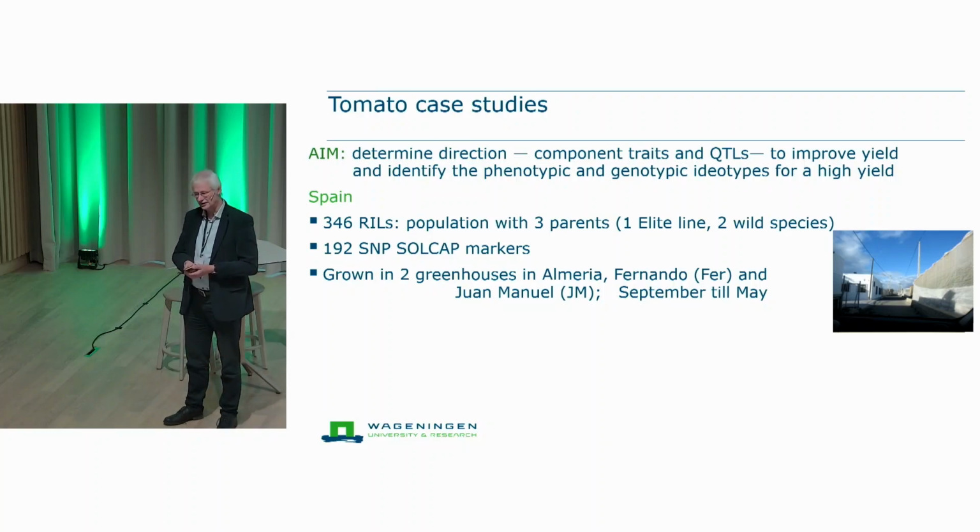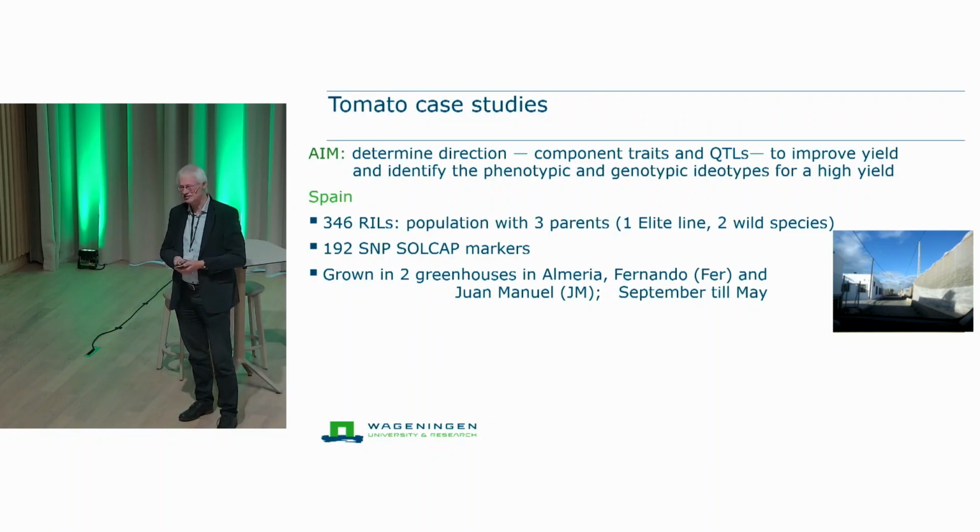And in Spain, the cultivation was done in 2 greenhouses at 2 locations, both around Almeria. And you will see in further slides that I refer to Fernando and Juan Manuel. You guess already that's the first names of the farmers of those greenhouses. And the cultivation was from September till May, so typically a season for Almeria.